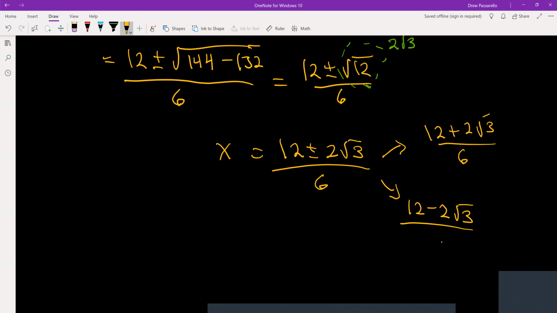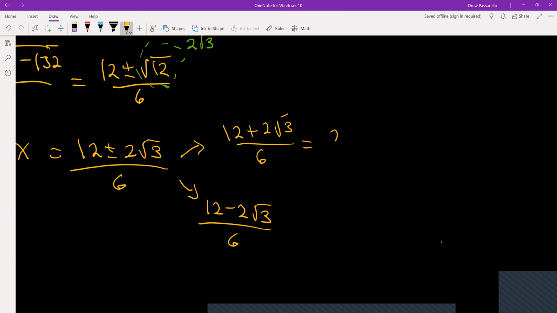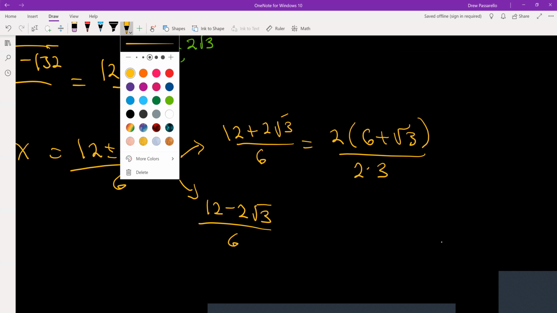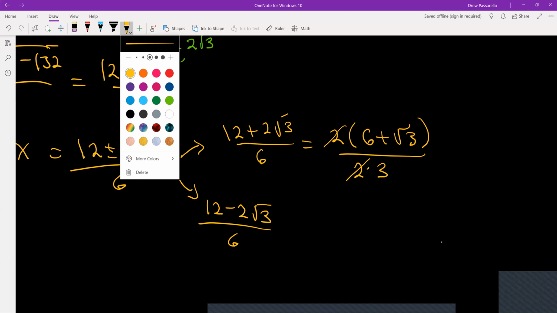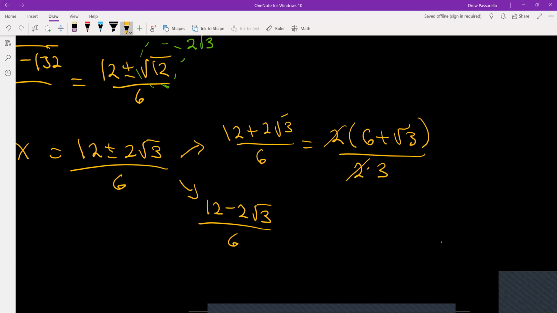So up top, I can factor out 2, and that's going to make this 6 plus square root of 3. And then 6 is 2 times 3, so then I can divide out the 2's. And the same thing for the other one, it's just going to be 6 minus square root of 3 over 3. So we have 2 values for x.